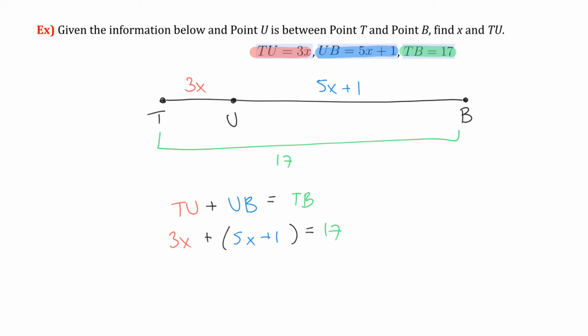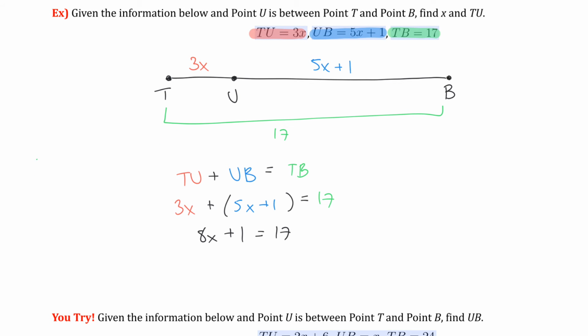So in order to solve for x, what we need to do now is solve. First thing that I notice is that I have my x's or my variables on the same side of the equation. So if they're on the same side, we can combine these. Positive 3x and a positive 5x gives us positive 8x. And I haven't done anything to the plus 1, so I'm going to include that on the left side. 8x plus 1 is equal to 17.